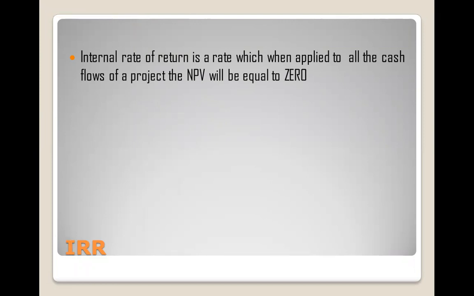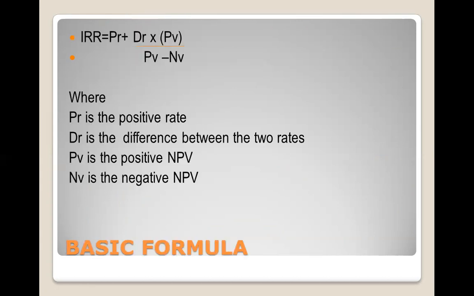What is internal rate of return? We start with the definition. Internal rate of return is a rate which, when applied to all the cash flows of a project, the NPV will be equal to zero. You need to internalize this definition. We're saying it's a rate that, when we apply it to our cash flows, gives an NPV value equal to zero. But how do you compute it?